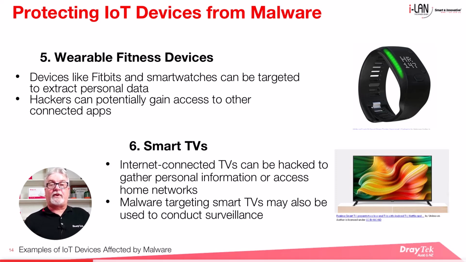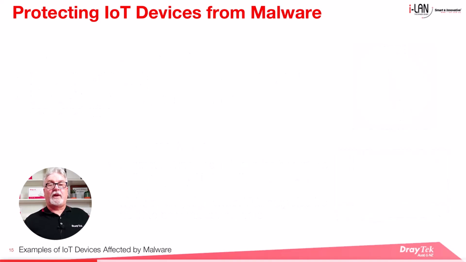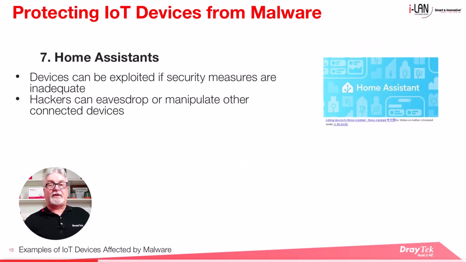Similarly, a lot of cheap Android TV boxes have been found to contain built-in backdoors, which could be used to upload malware if they don't contain it already. I'll leave a link to a video from Linus Tech Tips on this topic below. Number 7 on our list is home assistants. If security measures are inadequate, these devices can be exploited, potentially allowing hackers to eavesdrop on or manipulate other devices.